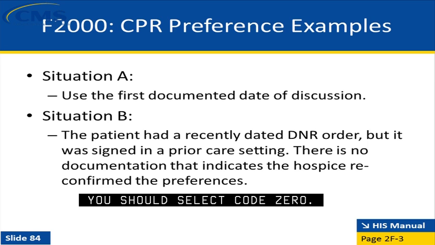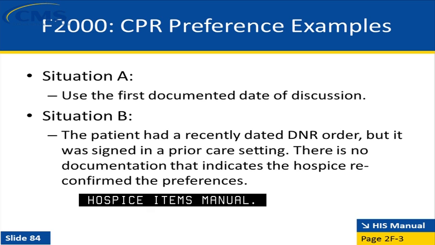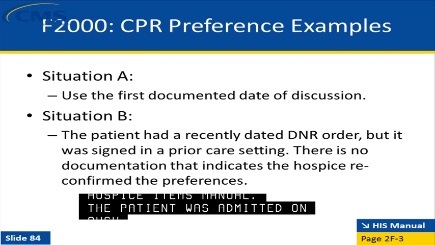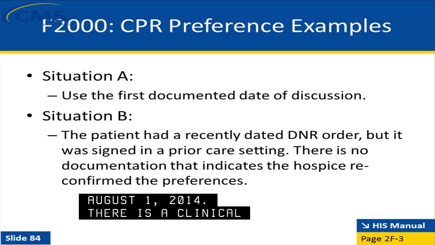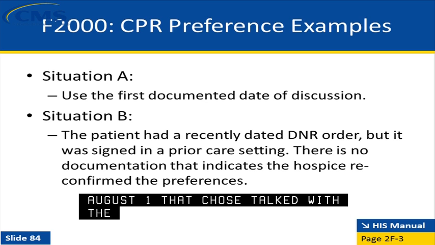So let's look at some examples. These begin on page 2F-3 of the hospice item set manual. So in situation A, the patient was admitted on August 1st, 2014. There is a clinical note dated August 1st that shows, talked with the patient about preferences for CPR. Patient states they are not sure. They request time to think and wants to discuss later.